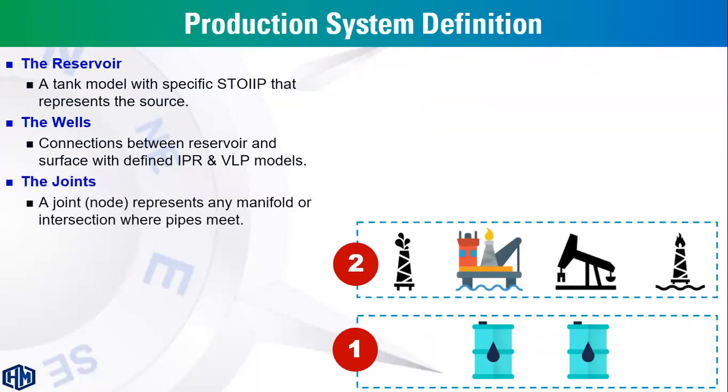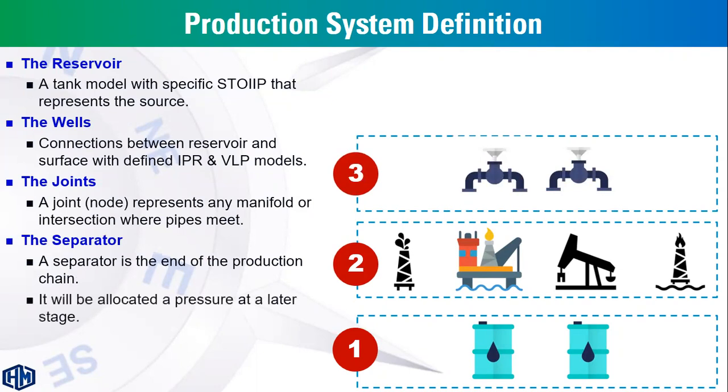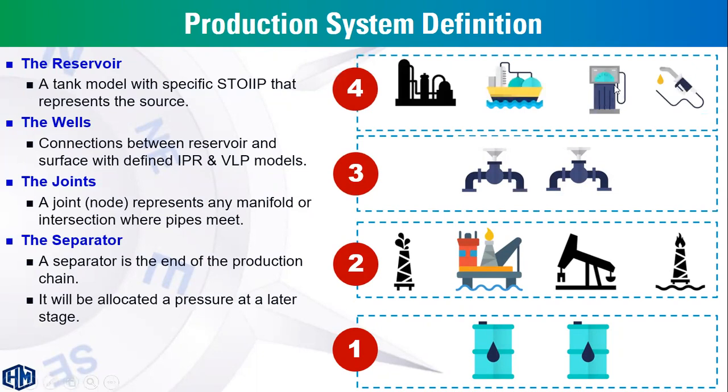The third step is to define the joints or nodes in the system, such as the production manifold or any connections between two different pipelines. The last component, at the end of the production chain, is the separator, defined with specific separator conditions controlling the entire system. After the separator, we can direct this oil for transportation, maybe refining, and finally to the end user and the final petroleum products we have in our daily life.